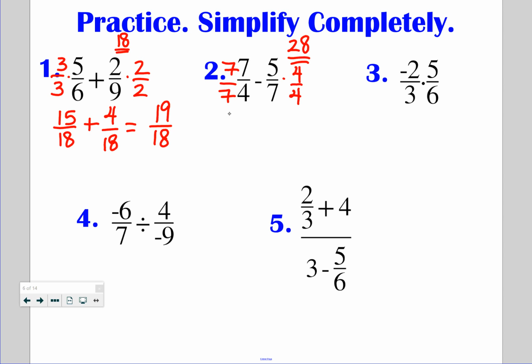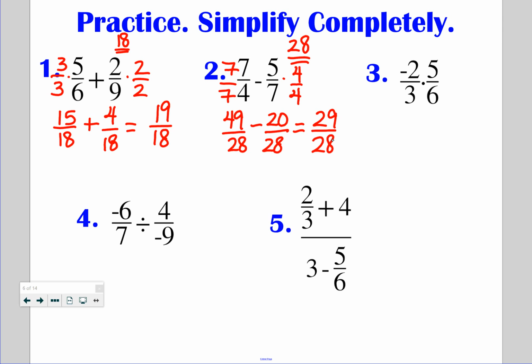In the numerator of the first one, I'll have 49. 7 times 4 on the bottom gives me 28. 5 times 4 on top gives me 20. 7 times 4 on the bottom gives me 28. And now with my common denominator, I can subtract. If I have 49 28ths, take away 20 28ths, I have a grand total of 29 28ths.